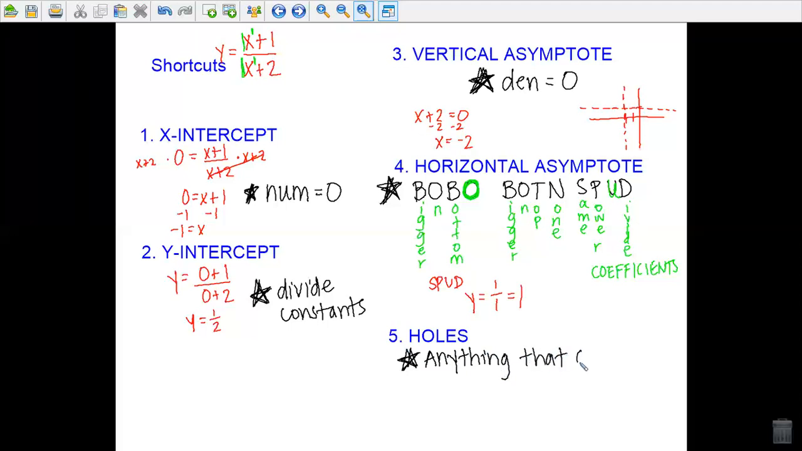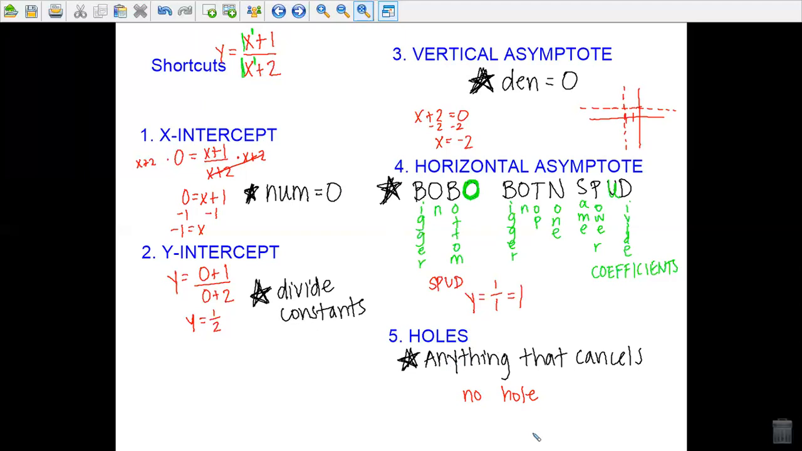And that's going to be kind of weird until we see it. But that's your shortcut. If it's a hole, it's going to be something that cancels if it's on top and bottom. Now for this example, x plus 1, I can't factor. X plus 2, I can't factor. So this is as simple as it gets, and nothing cancels top and bottom. So for this one, there are no holes. All right, so let's come here, and all you have to do is say no hole, if that's the case.